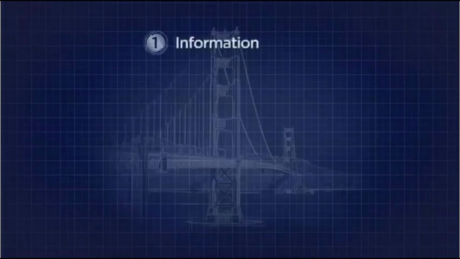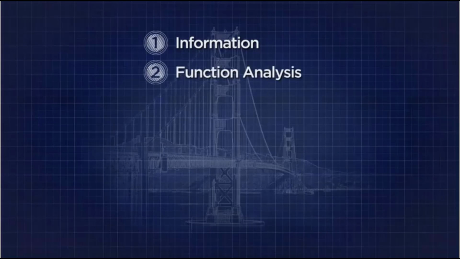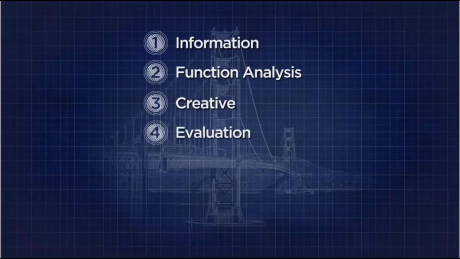In the information phase, project information is gathered, including project commitments and constraints. The function analysis phase analyzes the project to understand the required functions. In the creative phase, ideas are generated on ways to accomplish the required functions, improve the project's performance, enhance its quality, and lower project costs. The evaluation phase involves evaluating and selecting feasible ideas for development. The development phase takes these selected ideas and turns them into fully supported recommendations.